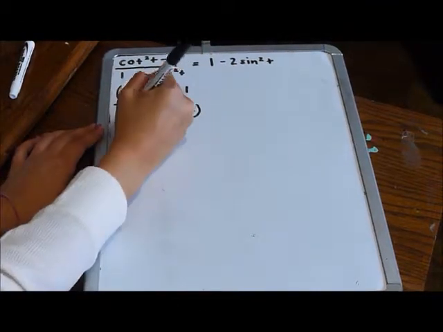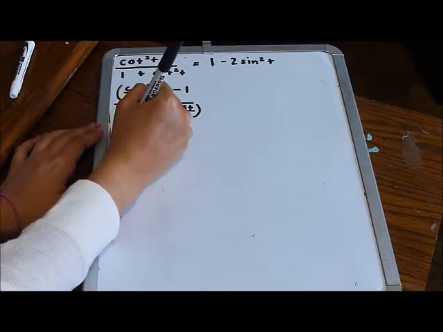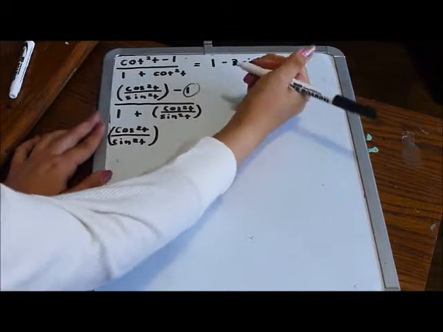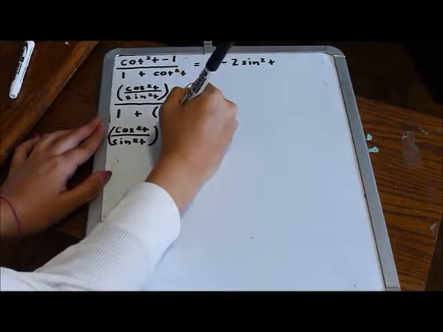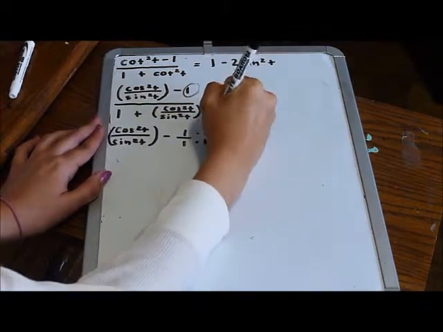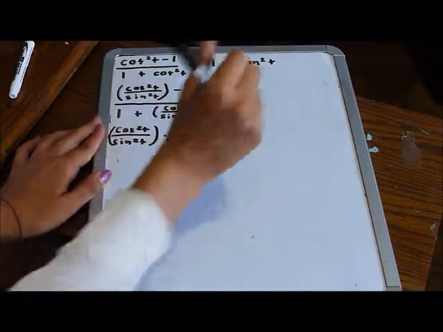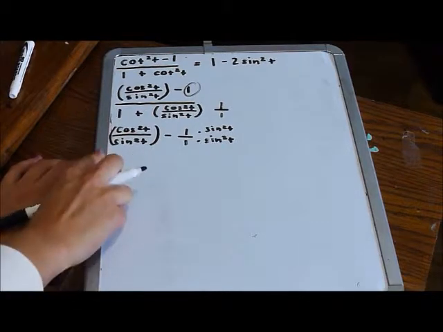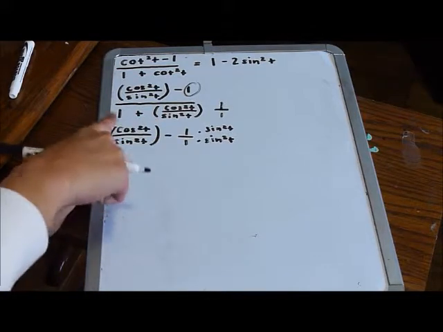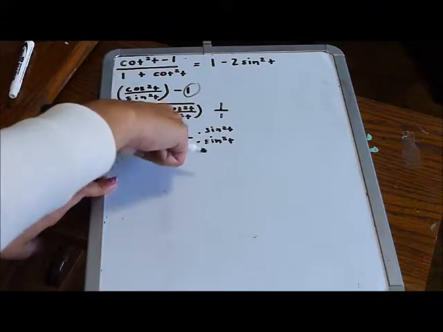In the numerator, there's cosine squared t over sine squared t. And we're going to get the 1 and think of the 1 as 1 over 1. So it's going to be minus 1 over 1, and we're going to multiply that on the top and bottom by sine squared t. We're going to do the same thing on the denominator: change the 1 to 1 over 1, and multiply it on top and bottom by sine squared t, so that it has the same denominator.